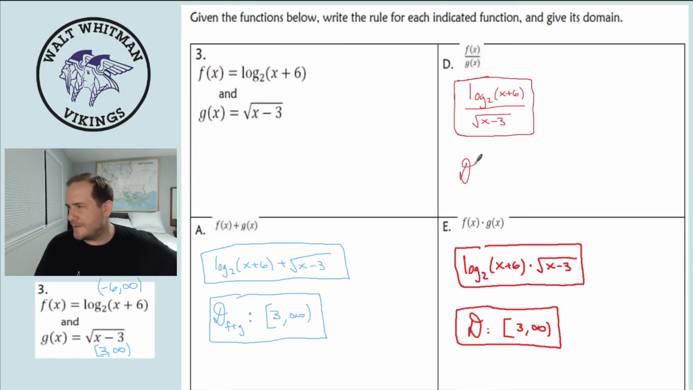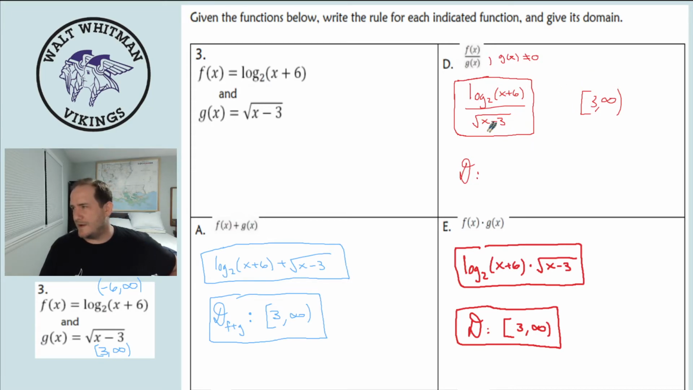For your domain, well, the intersection of the two domains was 3 to infinity, including 3. But with a quotient function, we have that new restriction that says, hey, g of x must not be allowed to equal 0. And sort of obviously, the value of x that will make the denominator 0 is 3. 3 minus 3 would make 0.